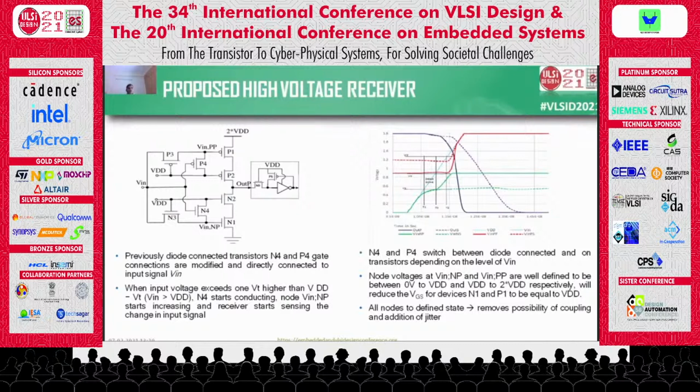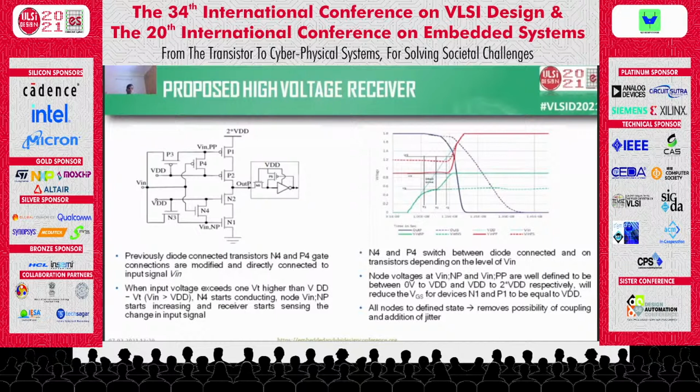In the proposed design, we are proposing to change the previously diode connected transistors N4 and P4, and their gates are connected directly to the input signal instead of Vin NP and Vin PP.